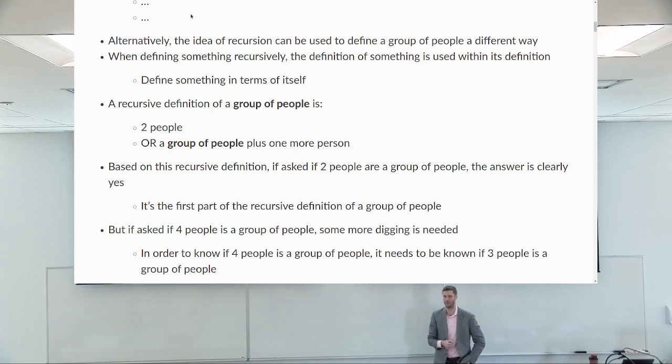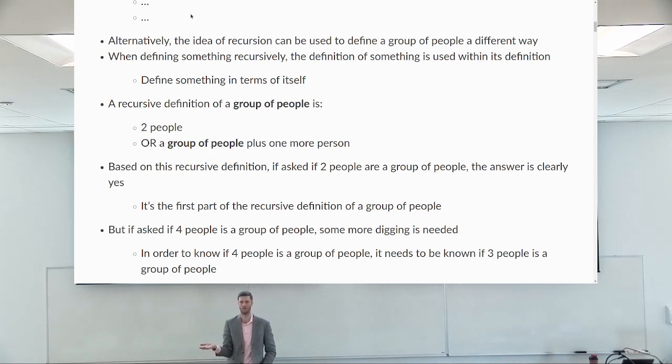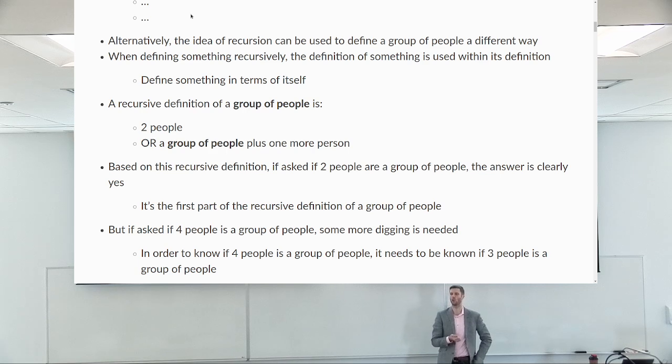Now if I ask you if 3 people is a group of people, is it? True. Why? Because 2 people plus 1 more person is 3 people. Because 2 people is a group of people. Why? Well, it says so right there. And then if I have a group of people, 2 people, and I add one more, that's 3 people, by the second thing, that's a group of people. If I gave you 5, is 5 people a group of people?